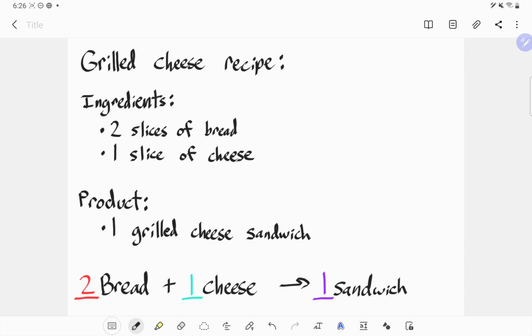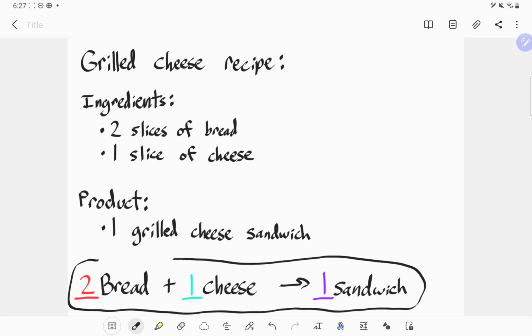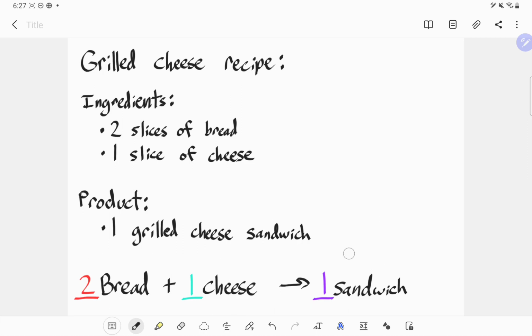We've got 2 slices of bread and 1 slice of cheese is going to produce 1 grilled cheese sandwich. And if you're into cooking, you're probably used to this being the way things are presented to you. But it's going to mean the same thing for us to present the information this way. And this way helps us to relate it to what we're learning about in chemistry here. So hopefully it still makes sense. Hopefully I haven't lost anyone. We have 2 pieces of bread plus 1 piece of cheese gives us 1 sandwich.